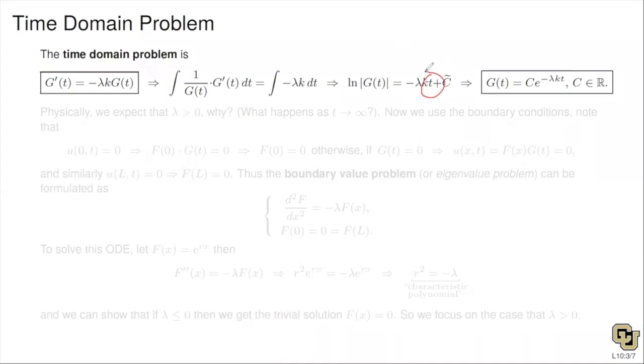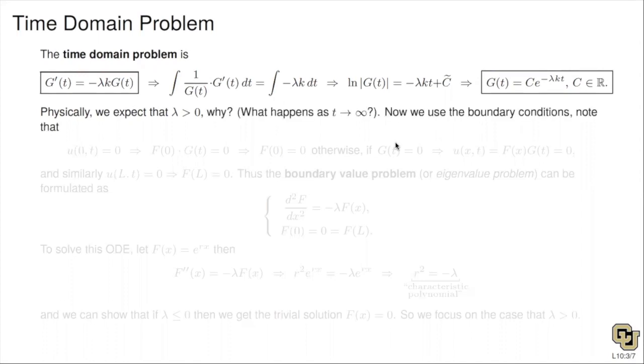So this is our time variable. And so then I exponentiate both sides and account for the absolute value in the constant. So yeah, we get our time domain solution. And here there's no issue. It looks like there's just this one solution because it's a first order ODE. So there's no problem. There's just this one solution. So when we solve the x variable problem, we'll see that it's not that simple.